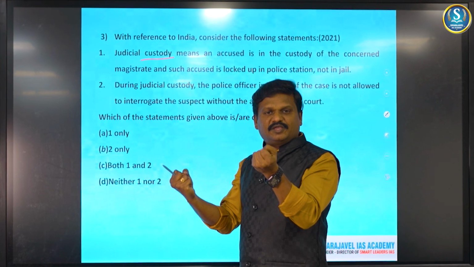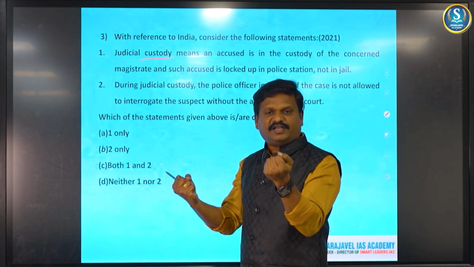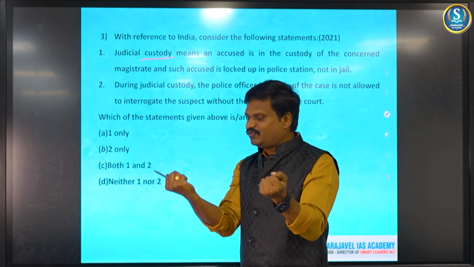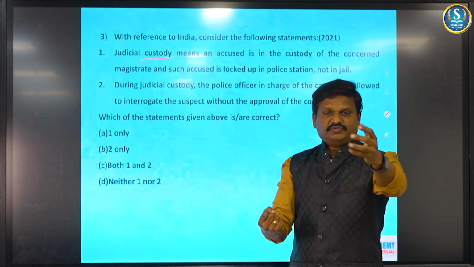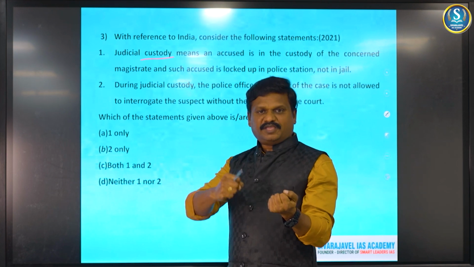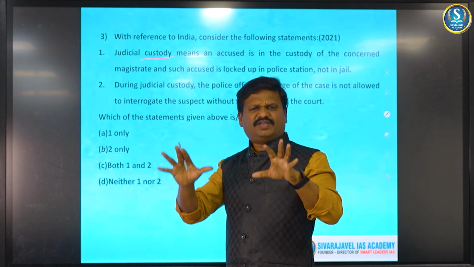Who and all can take you under custody? Judiciary can take you under custody. Police can take you under custody. If police is taking you under custody, they'll keep you in the police station. If judiciary is taking you under custody, you will be kept in jail. Okay, this is very, very common sense.